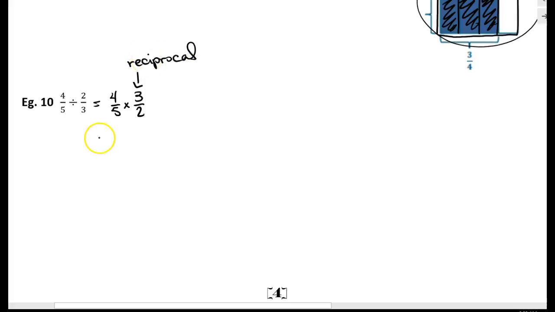Okay, which means from here I multiply like normal, so 4 times 3 is 12, 5 times 2 is 10. Alternately again, I could have looked at this and said, okay, well, 2 goes into 4 twice, so I've got 2 times 3 is 6, 5 times 1 is 5, and that is equivalent to my other answer. So it just gets me to my reduced form a little quicker.